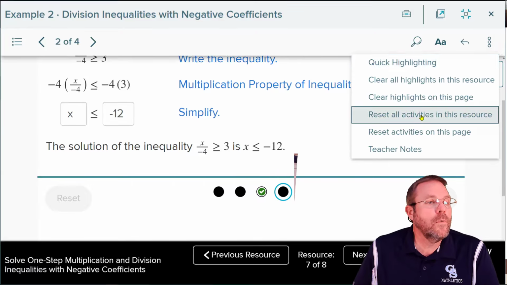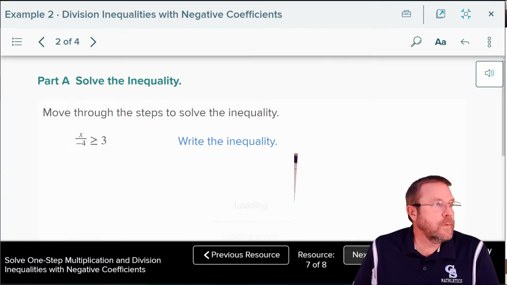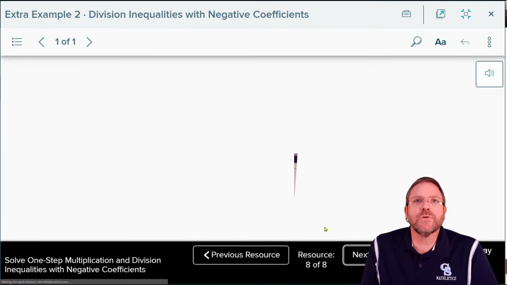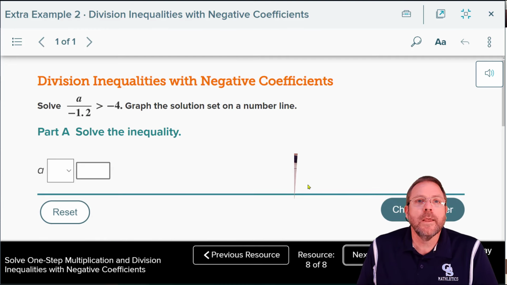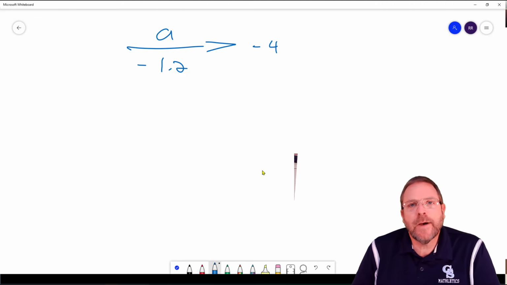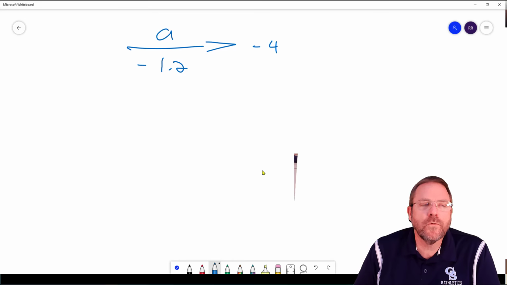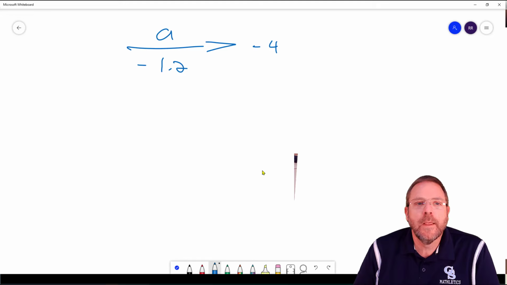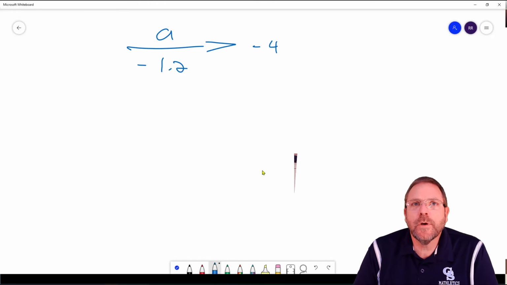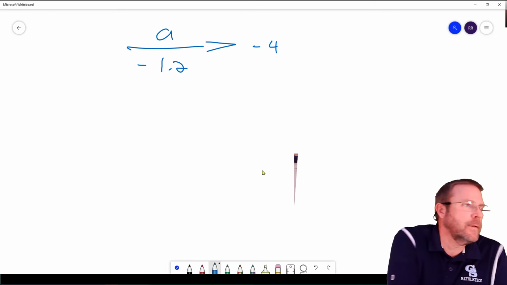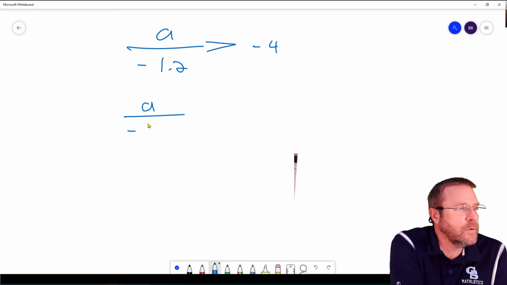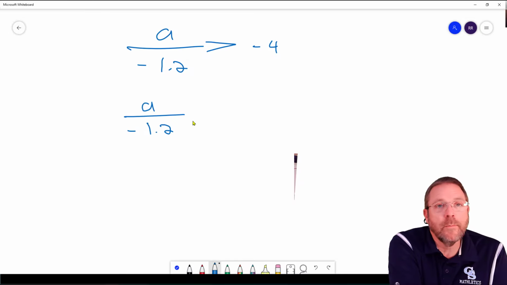Now you get one more practice problem to work on, and that's going to be extra example 2. Do that one real quick on your paper. Make sure you're showing good quality supporting work, and then check your answer. Alright, my problem says a divided by -1.2 is greater than -4. The variable a's friend is -1.2, and -1.2 is dividing a. So to make that -1.2 go away, we're going to multiply by -1.2 on both sides.